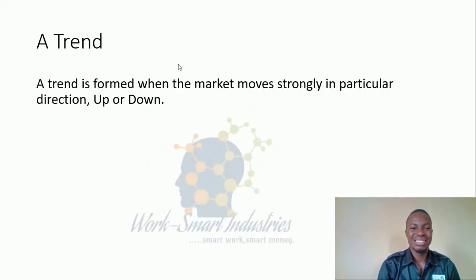So what is a trend? A trend is formed whenever the market moves strongly in a particular direction, whether up or down. Whenever buyers or sellers are in greater control of the market, it is said to be in a trend. If you have price moving mostly in an upward direction, you say the market is trending. And if you have the price moving mostly in a downward direction, you say the market is also trending.